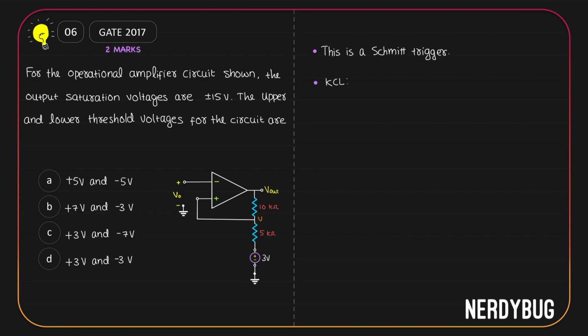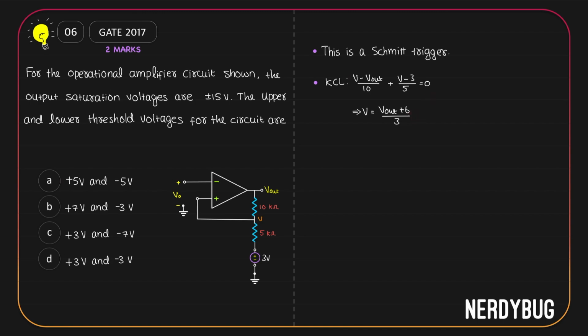If I take the direction of current flowing through the 10 kilo ohm like this, then that current will be V minus V out divided by 10 kilo ohm. If I take the direction of current flowing through 5 kilo ohm like this, then that current will be V minus 3 volt divided by 5 kilo ohm. According to Kirchhoff's current law, the sum of these two currents should be equal to 0. Simplifying this equation, we can find a relation between V and V out. V is (V out plus 6) divided by 3.